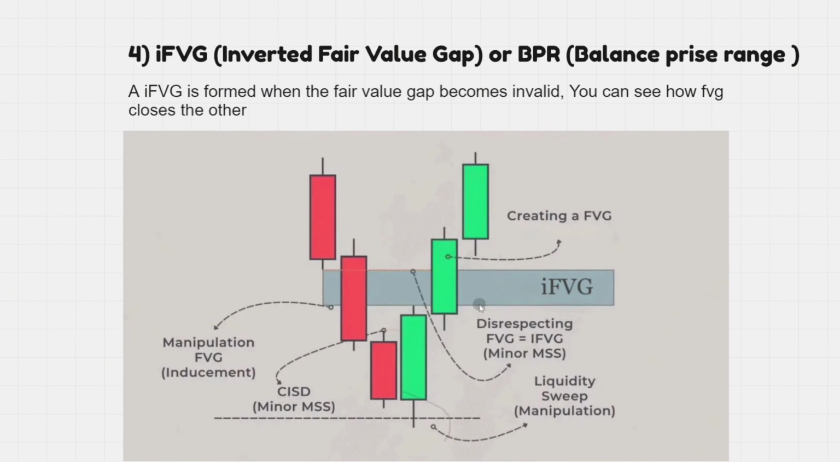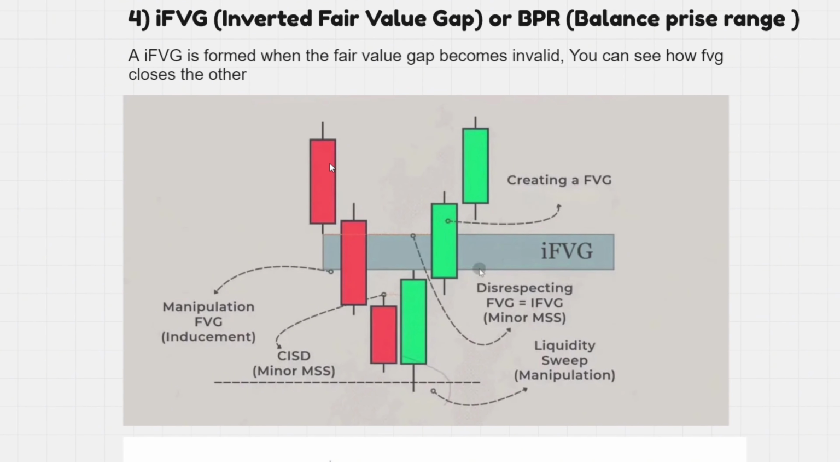And the fourth type, the inverted Fair Value Gap or balanced price range. An inverted Fair Value Gap is formed when the Fair Value Gap becomes invalid. You can see how one Fair Value Gap closes the other. Let's look at this example. As you can see, a Fair Value Gap formed. Usually it's called a manipulation Fair Value Gap. This gap swept liquidity, and after the sweep of liquidity we can see how a gap formed from the opposite side of the market. And this gap overlaps with the manipulation Fair Value Gap.